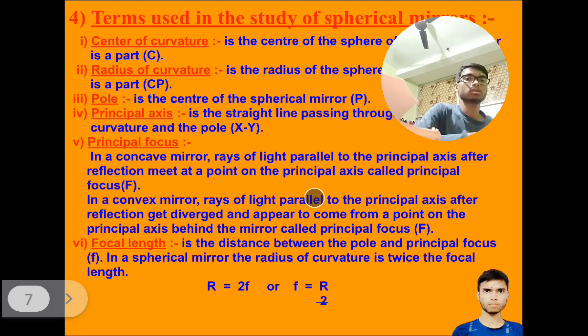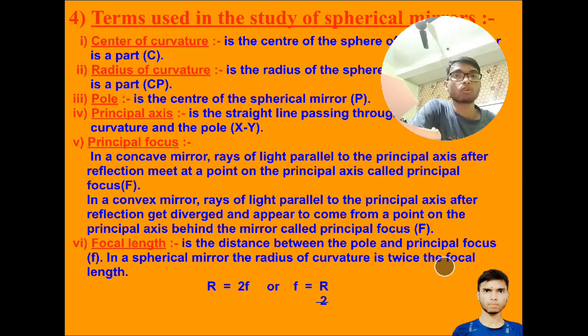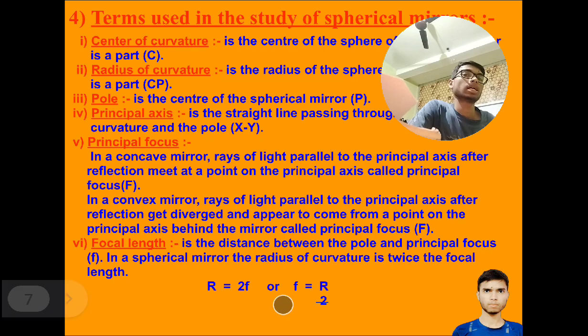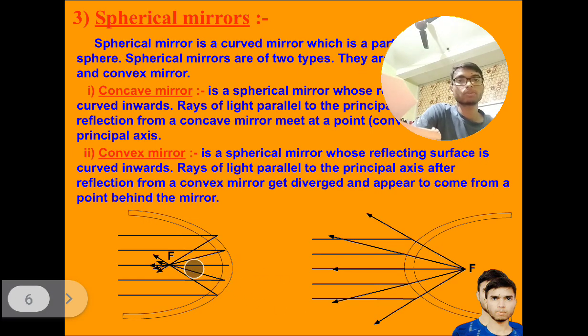Next we have focal length. The focal length is the distance between the pole and the principal focus. In a spherical mirror, the radius of curvature is twice the focal length. R is equal to 2f. It is telling you that if this is f, then this here would be R.